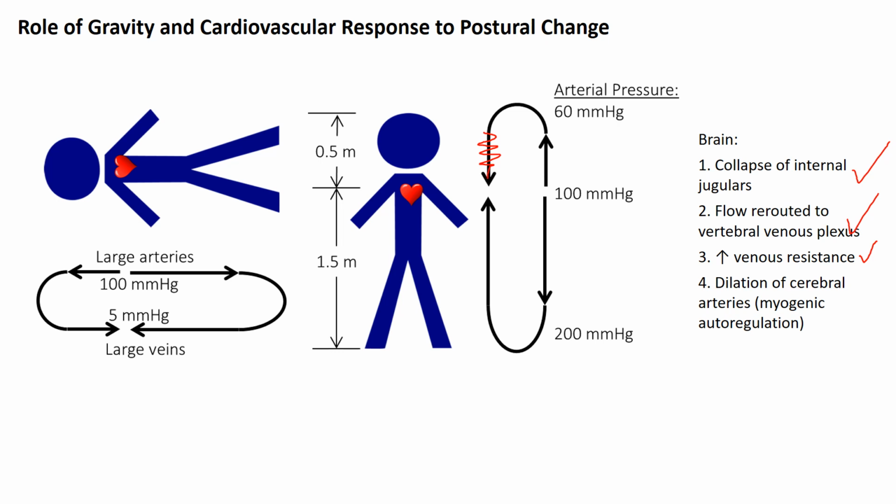Instead of a 95 millimeter of mercury driving force from the large arteries to the large veins, like we had lying down, here there's only something like maybe a 55 millimeter of mercury driving force. So the brain responds to that reduced driving pressure by dilating the cerebral resistance arteries to maintain normal flow. That process is called myogenic autoregulation.